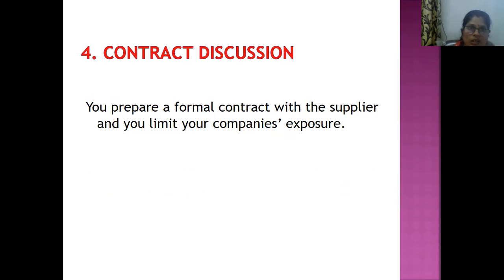Coming on to the fourth stage, which is called contract, as a contract discussion. At the fourth stage, you need to prepare a formal contract with the supplier, and you limit your company's exposure. The full contract form will be prepared, where the list of the documents will be attached, what you will be formulating in your final stage.